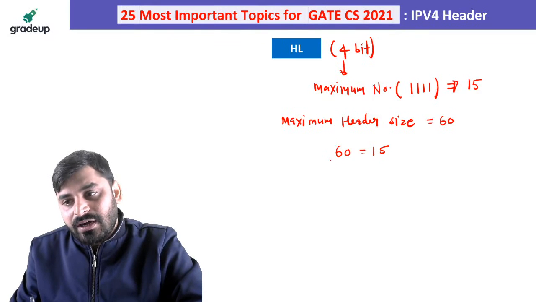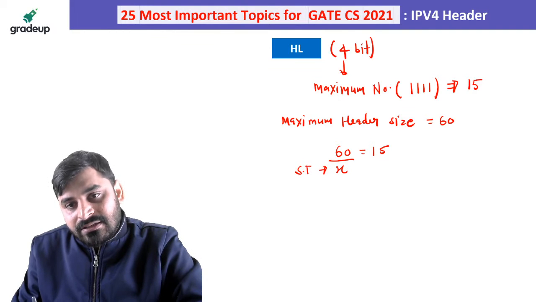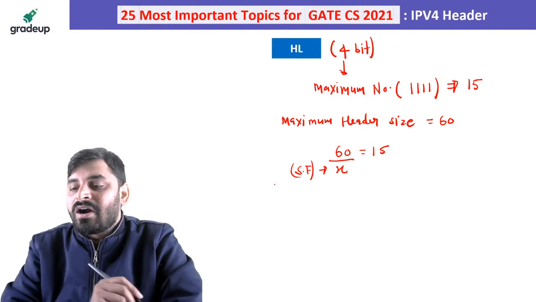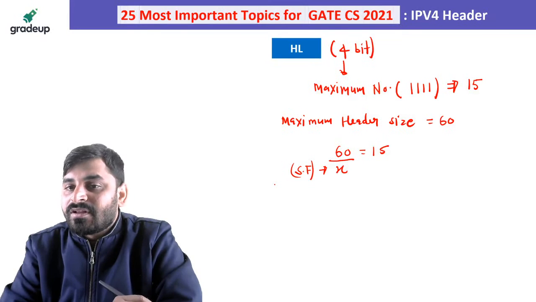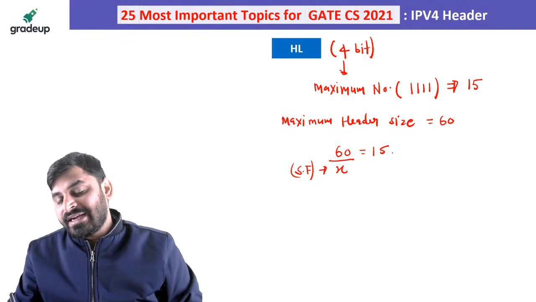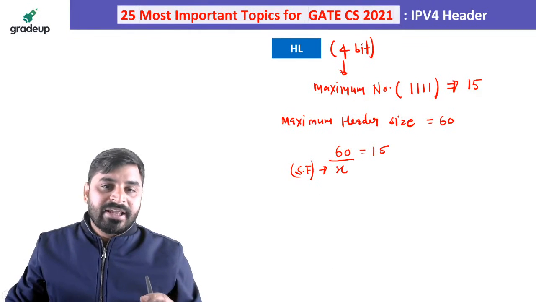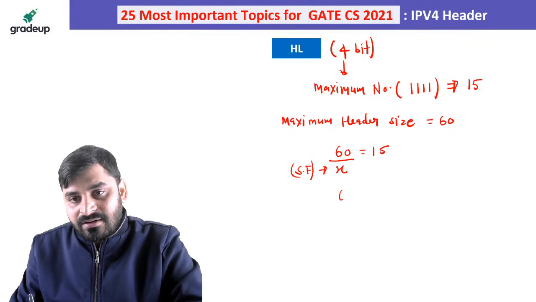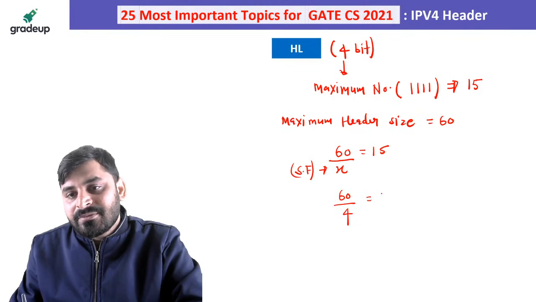So what will I do? I will use a scaling factor. What scaling factor will I use so that it becomes 15? So, my dear friends, I will use the scaling factor 4. If I divide 60 by 4, it will become 15.